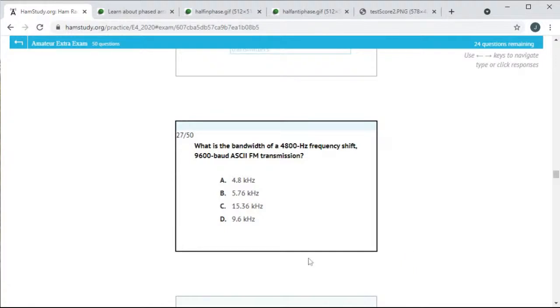What is the bandwidth of a 480 hertz frequency shift and a 960 baud FM transmission? I'm going to go with C. They add together, and there's a transmission factor of, I think, 1.2 or something, but they add together, and the only one that is possible when they're added together is C.